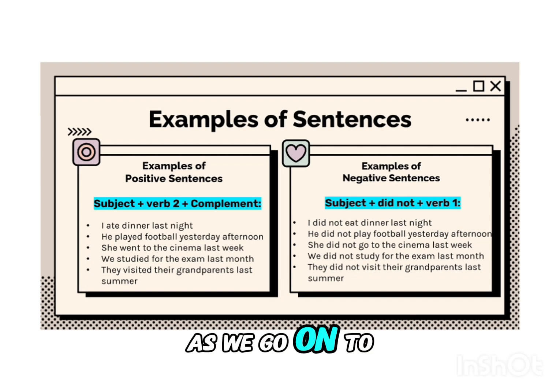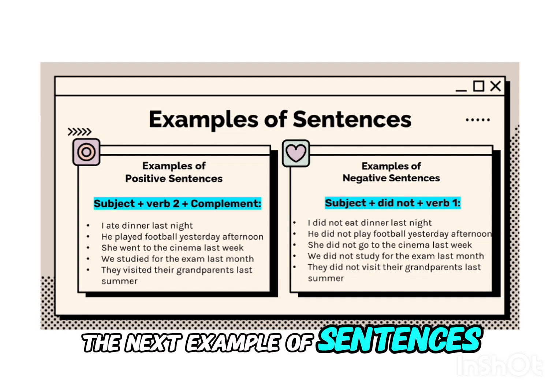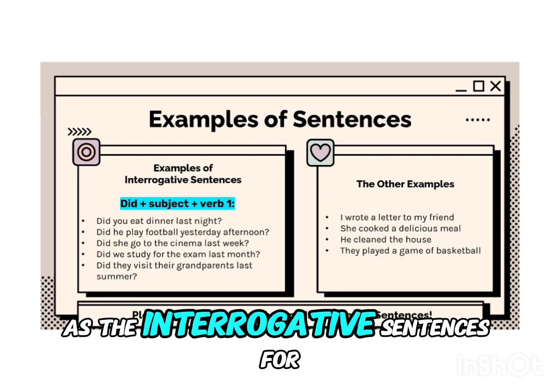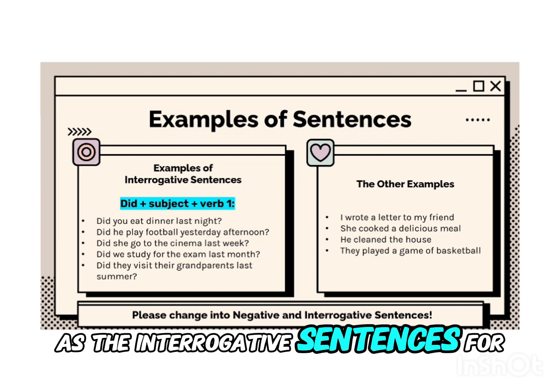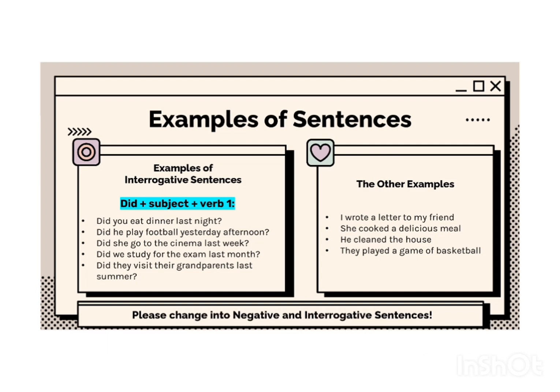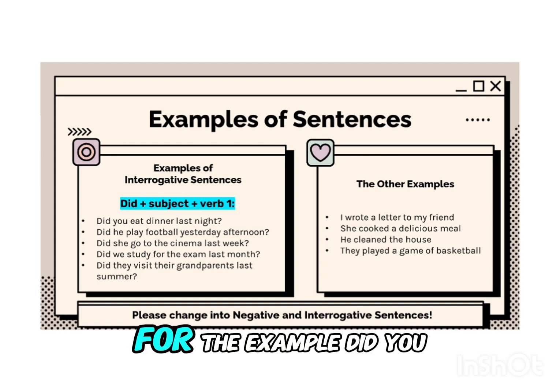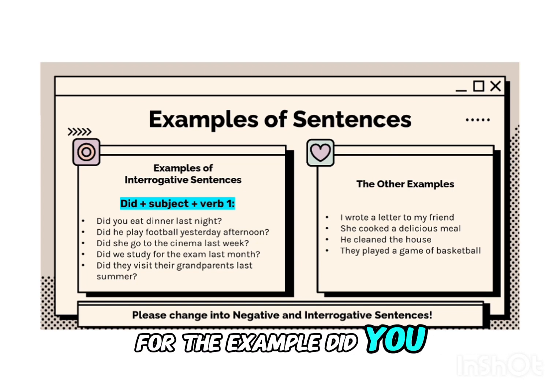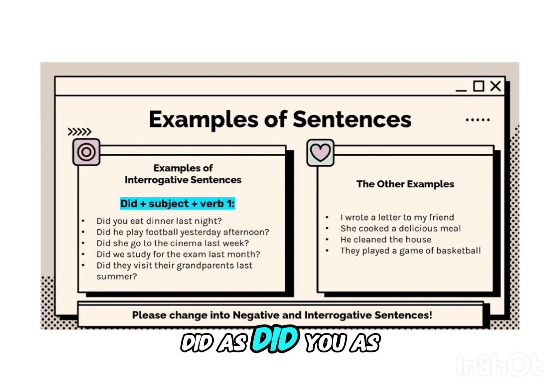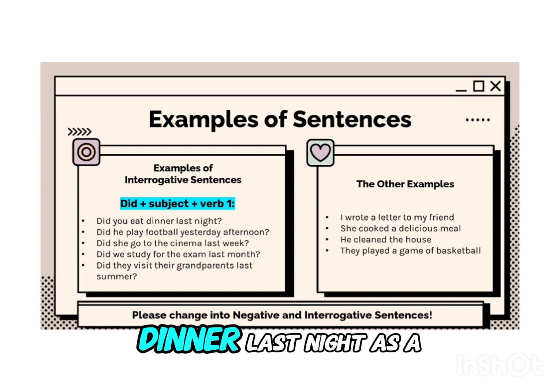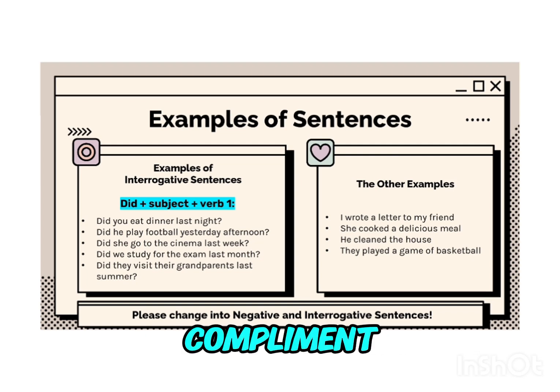Let's go on to the next example of sentences, the interrogative sentences. For the formula, did plus subject plus the verb 1. For example, did you eat dinner last night? Did, you as the subject, eat as the verb 1, dinner last night as a complement.